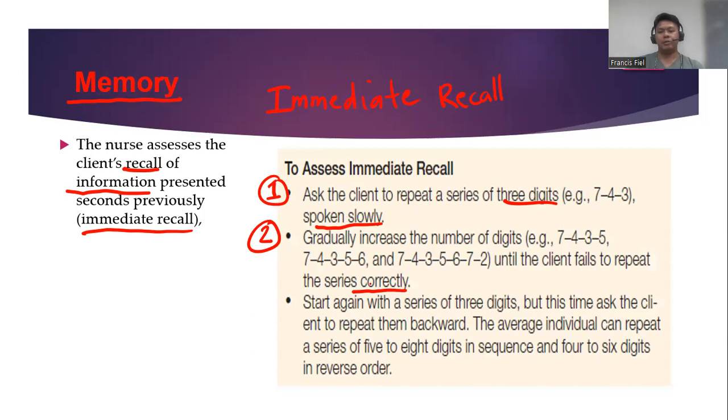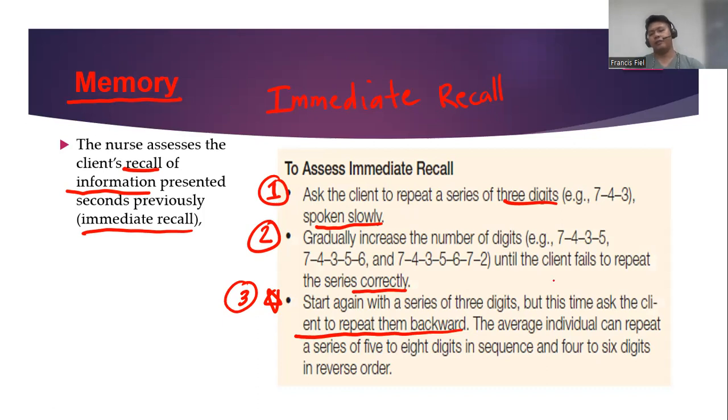Now, paano mo malalaman kung ano yung abnormal, no? So, dito yan siya. Now, start again with a series of 3 digits, but this time, meron pa rin isang way, no? So, lagyan natin number 3. Repeat them backwards, no? Meron din isang way. For example, 1, 2, 3, no? 1, 2, 3. Tapos sabihin ng client, 3, 2, 1. Yan. So, backwards, no? So, that is immediate recall kasi sinabi mo sa kanya and then i-recall niya agad-agad, no?